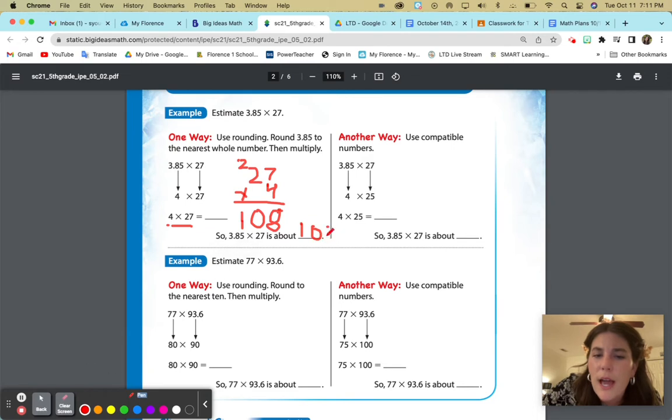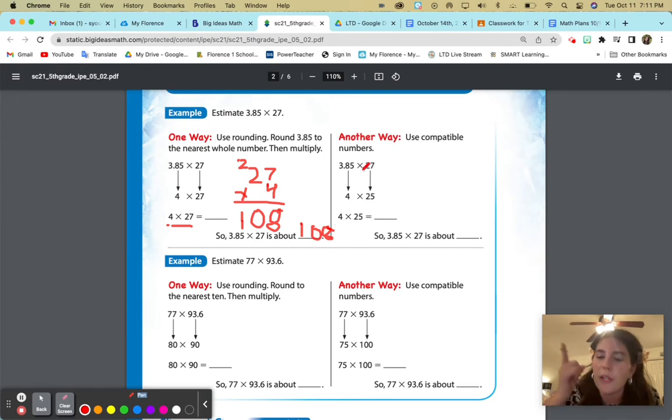Absolutely. So, do you see how I can round those decimals to the nearest whole number and get an estimate? Now look at this. Our other way is we can use compatible numbers. Look what they did different. They still rounded their decimal, but they said 27 is about 25.